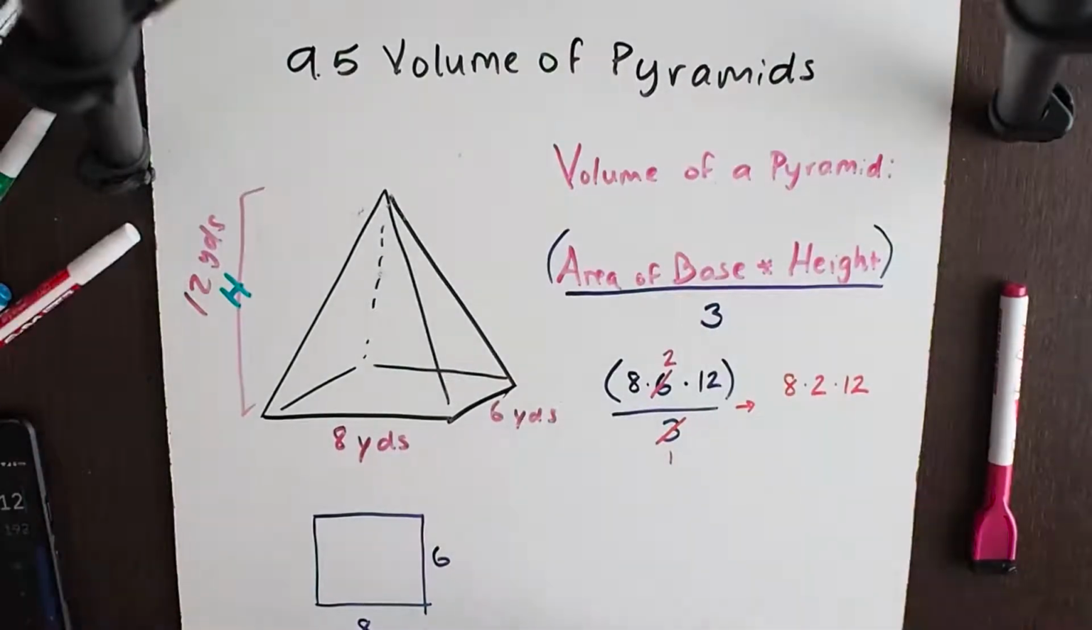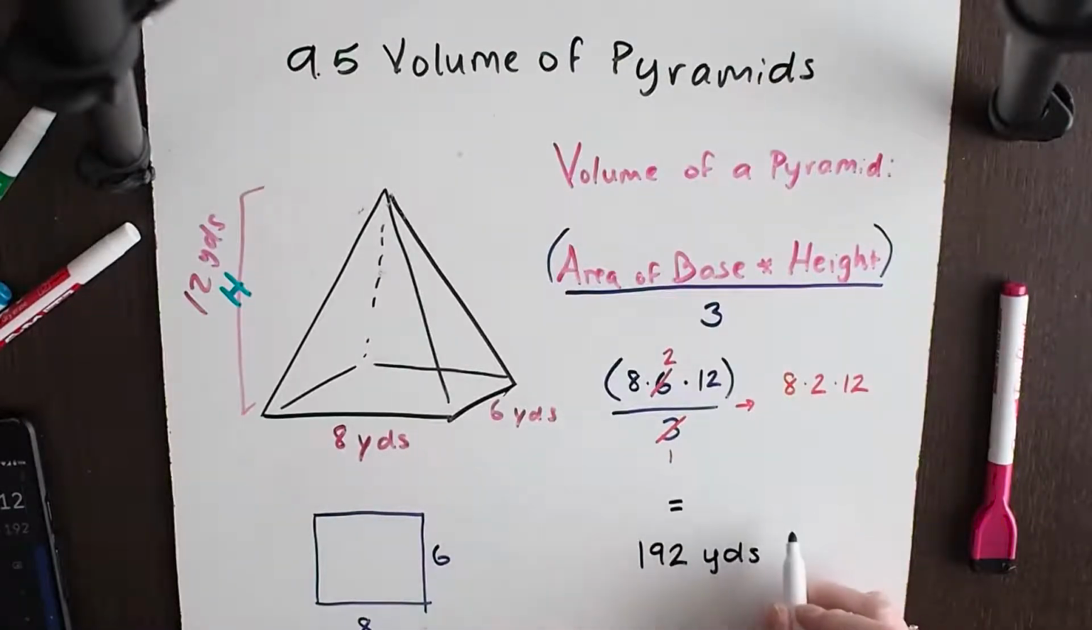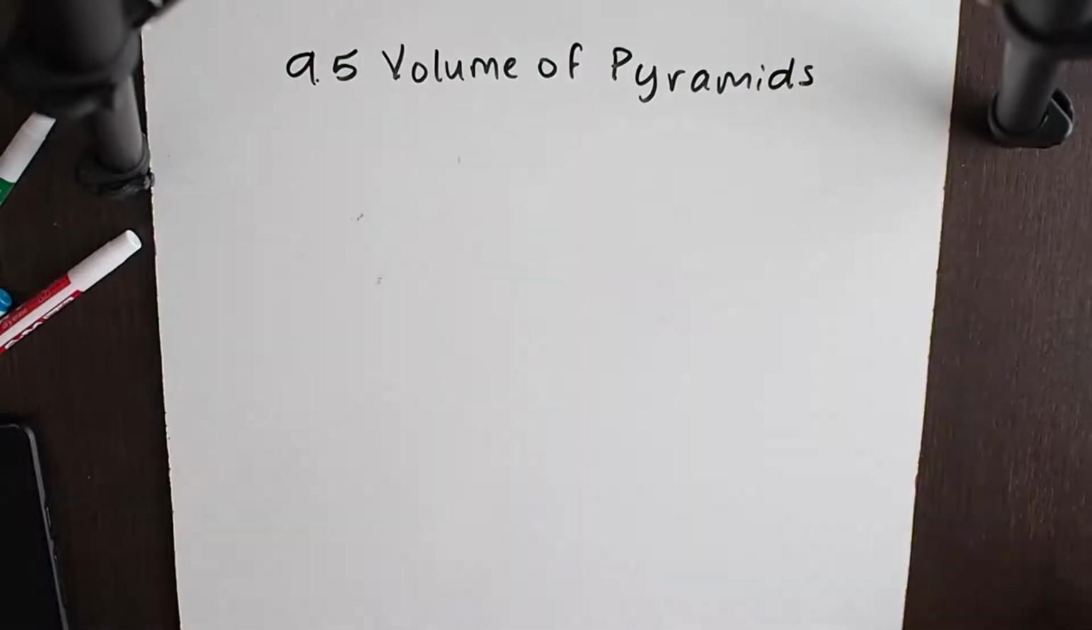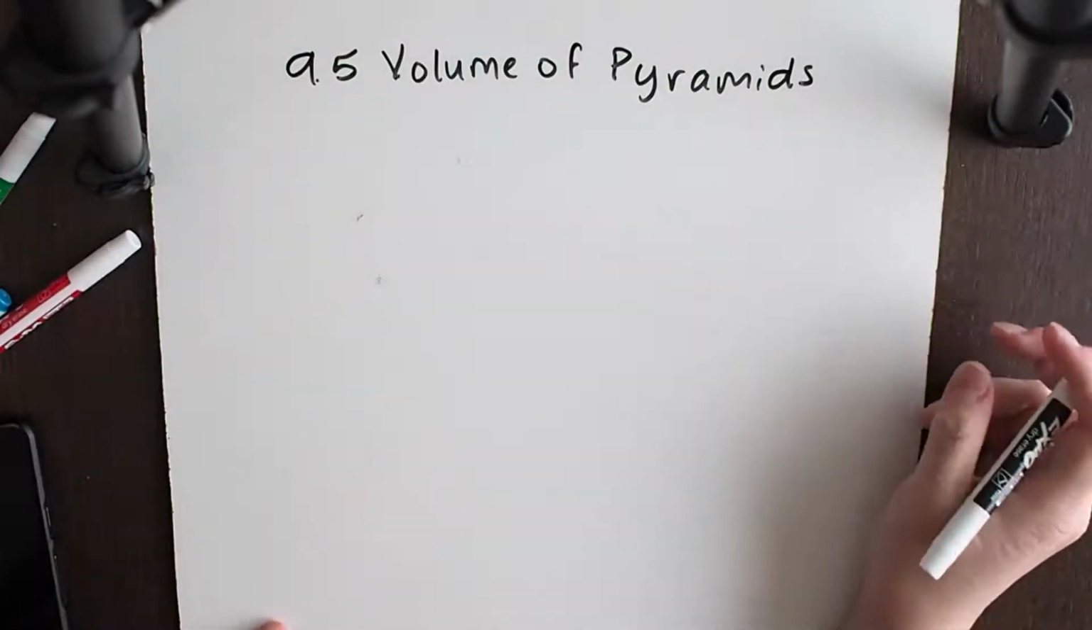What we'll get in the end is 192 yards, and because it's a volume, we write cubed on the units. That is the volume of our pyramid. Let's do another example, but this time we're going to do a pyramid with a triangular base.